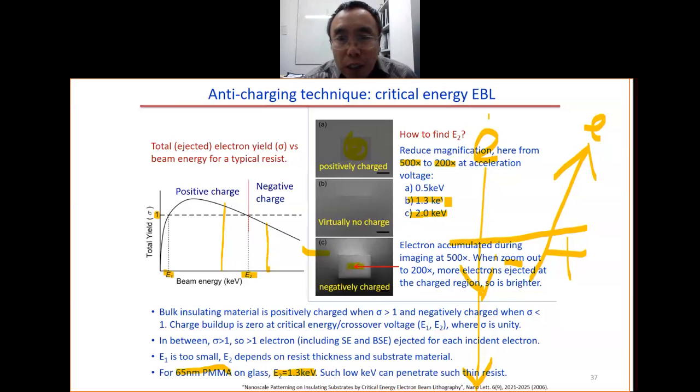At 1.3 kilo electron volts, you can see the center part and the offset part have the same contrast, the same brightness. This way we can figure out that the energy for E2 is roughly 1.3 kilo electron volts.